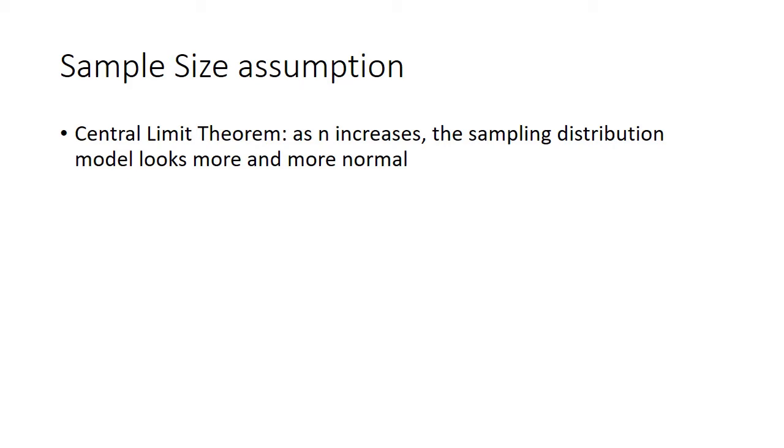So the central limit theorem says that as the sample size increases, the sampling distribution model looks more and more normal. And the sampling distribution model is what we care about. That's the model with the mean of mu and the standard deviation of sigma over square root of n. So this will happen no matter the shape of the population. The population could be normally distributed, it could be skewed, it could be bimodally distributed, whatever. As the sample size gets larger, the sampling distribution model will look more and more normal.